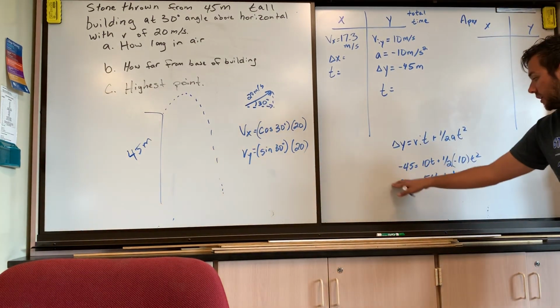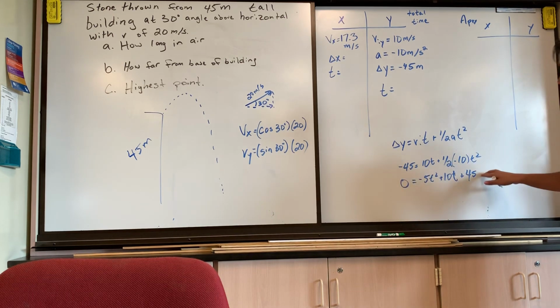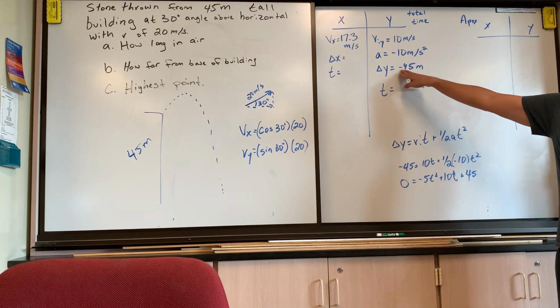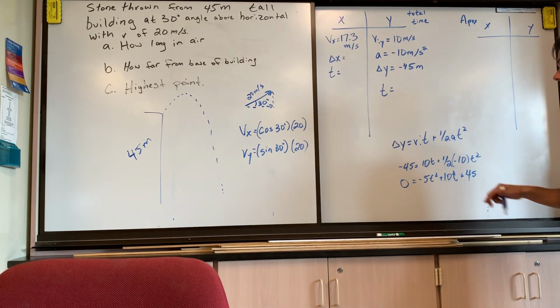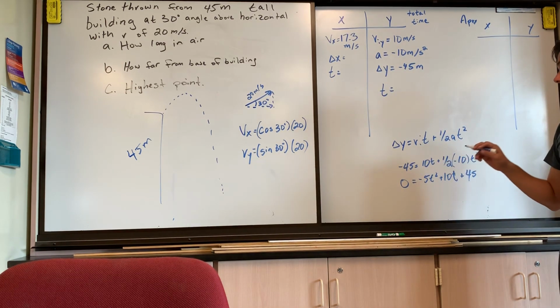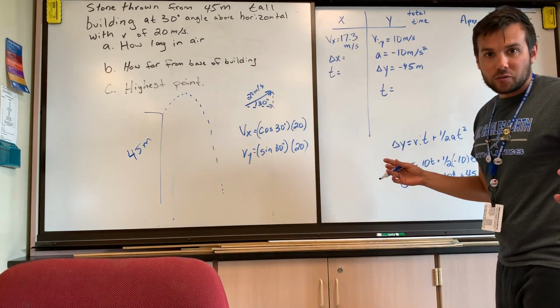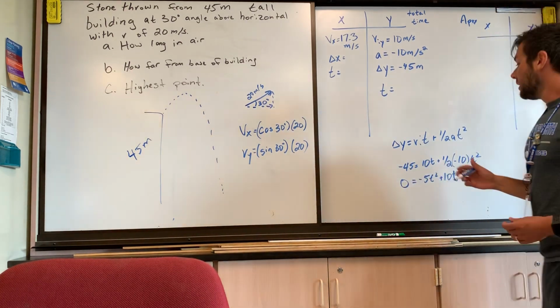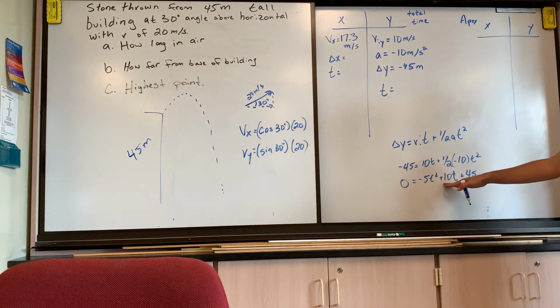So that's the fast way to get the time, making sure that you keep your negatives in the right place to ensure that when you plug it into the quadratic equation, you get the right values. I just showed you this setup.